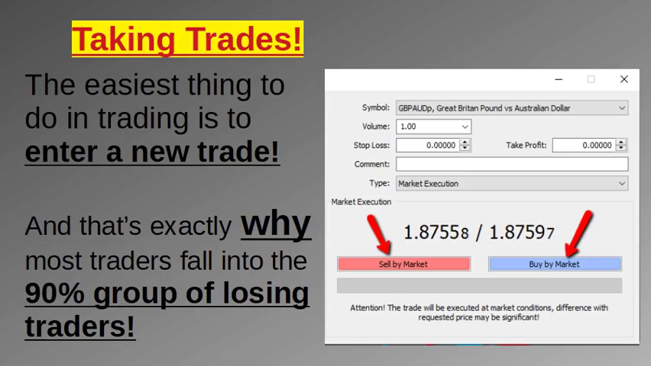The story I just shared with you does illustrate something really, truly important. The easiest thing to do in trading is to actually enter a new trade, right? On the MT4 platform, which we're using, you simply pull up the window to take a trade, and you can either sell by market or buy by market. All you have to do is click on there, and instantly you're into a trade, either a sell trade or a buy trade. So, like I said, that's the simple thing. But that's exactly what the real problem is. It's why most traders fall into the 90% group of losing traders.